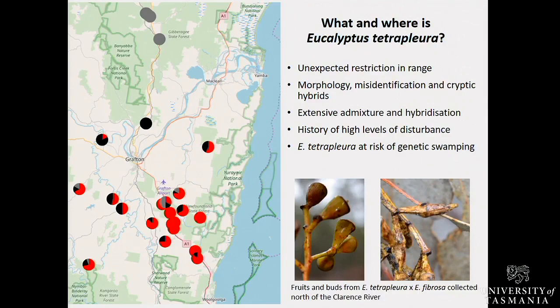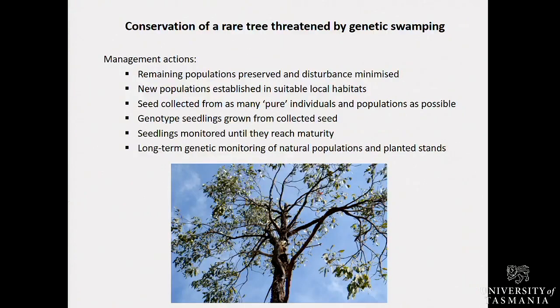To illustrate, both these photographs are taken from collections up there, and we identified that as Fibrosa and that as tetrapleura, yet they've come out as the same genetically. So given that we found evidence of extensive admixture, and that there's been a history of high levels of disturbance, we consider tetrapleura to be at risk of genetic swamping. So we recommended that the remaining populations be preserved and disturbance minimised.